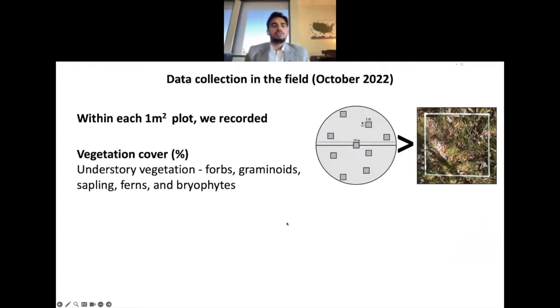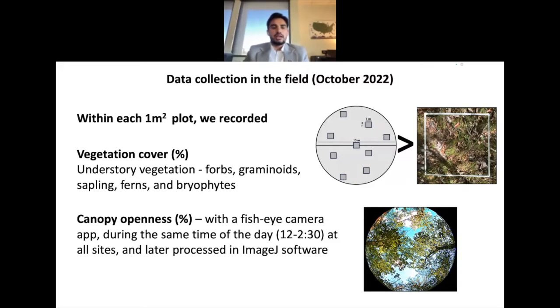So within each 1 meter plot, we recorded vegetation cover percentage, in which we included understory vegetation, including forbs, graminoids, saplings, ferns, and bryophytes. And then we did the canopy openness percentage. We used a fisheye camera app and recorded this data at noon at all sites. And later the data was processed with the ImageJ software.